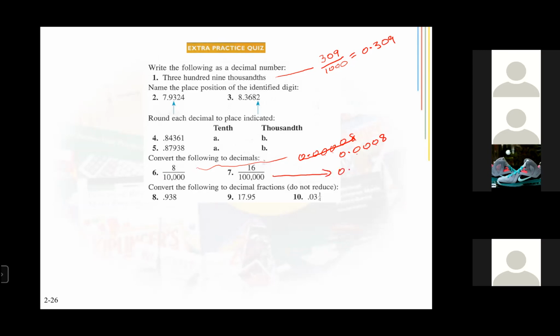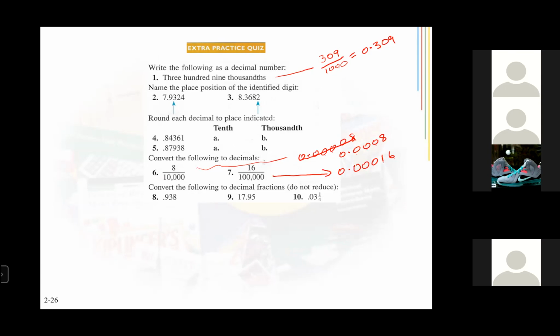So let's see, 1, 2, 3, 4. So that's 1.00016. Okay, 1, 2, 3, 4, 5. So 0.00016. Yeah.